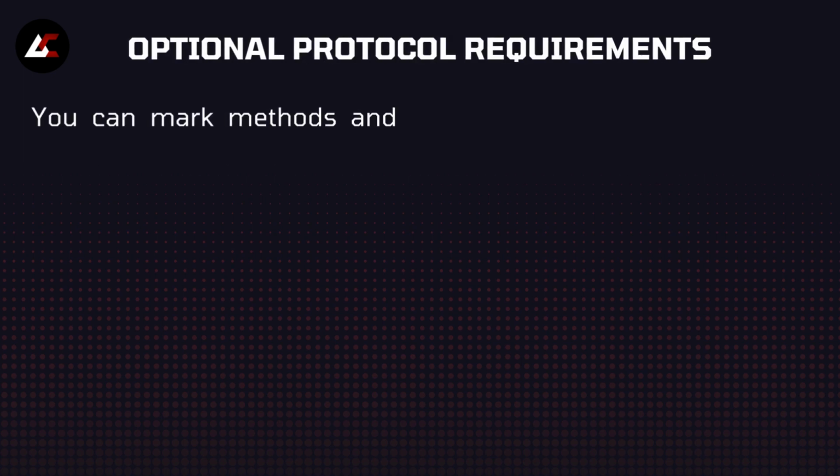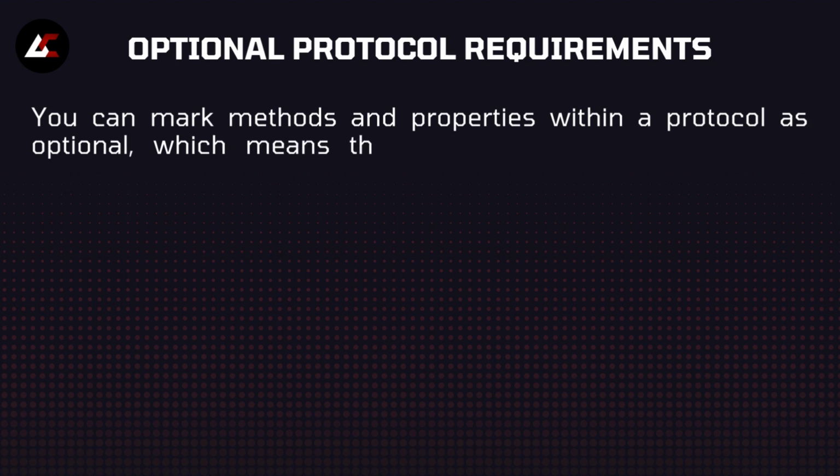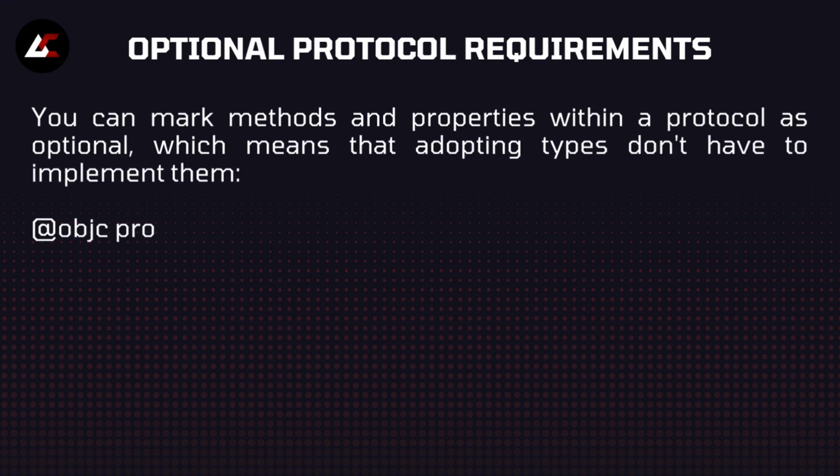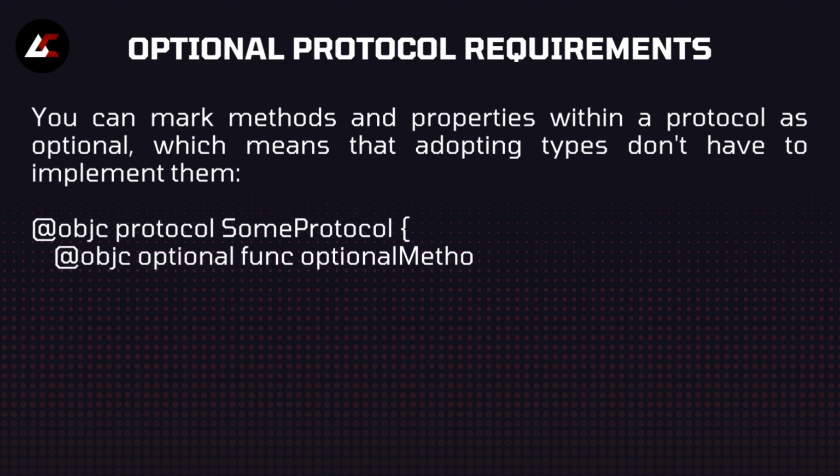Optional protocol requirements. You can mark methods and properties within a protocol as optional, which means that adopting types don't have to implement them. You can see the example below.